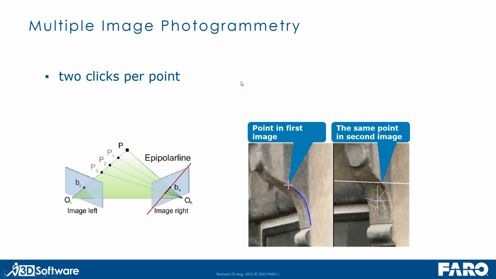So inside PhotoPlan, we use the physical information that when I click one point in the first image, then this same point has to be on the so-called epipolar line in the other image. And therefore we are showing the epipolar line in the second image in order to help you to find the corresponding point much more easily.